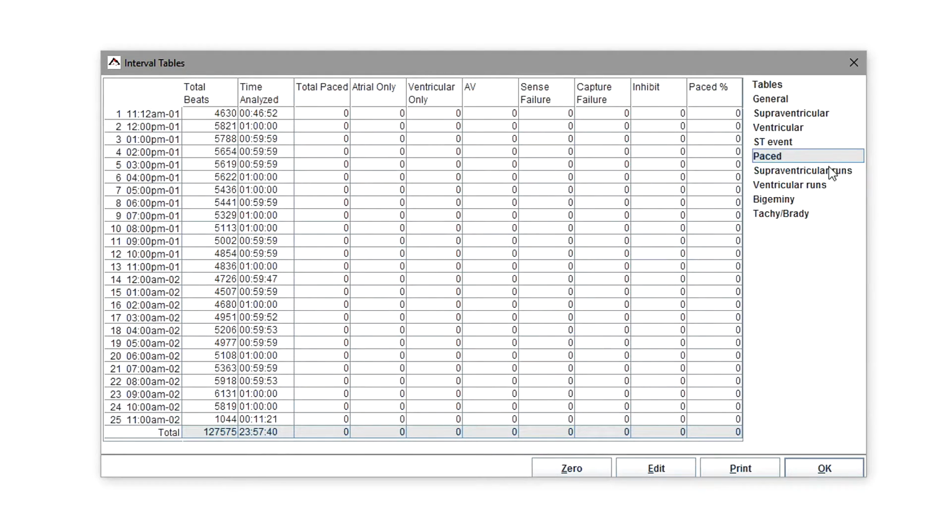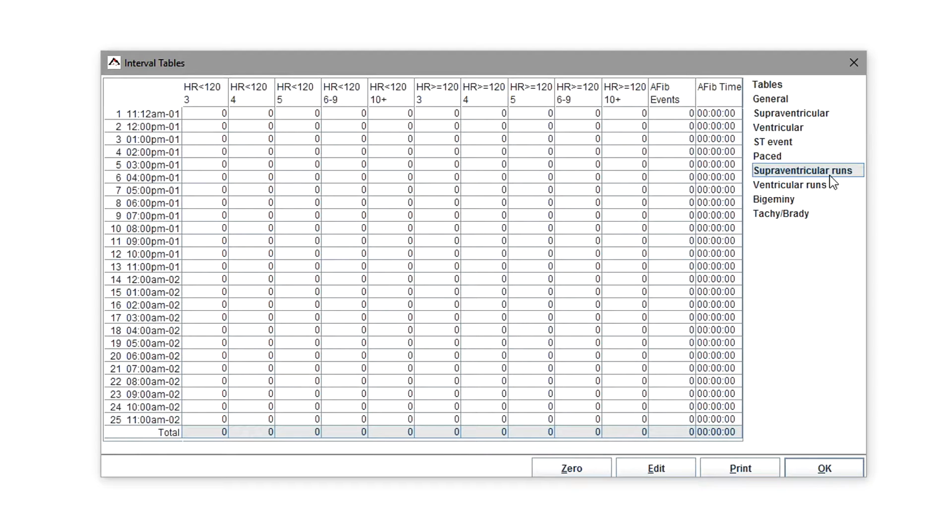Supraventricular runs. This is an interval table that lists the time of day at the start of the interval, then the number of 3-beat, 4-beat, 5-beat, 6 to 9-beat, and 10+ beat SVPB runs that occurred at a rate equal to or more than the SVT heart rate setting in scanning criteria. It also includes AFib events and AFib time.